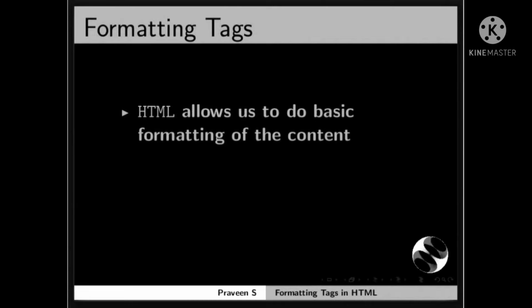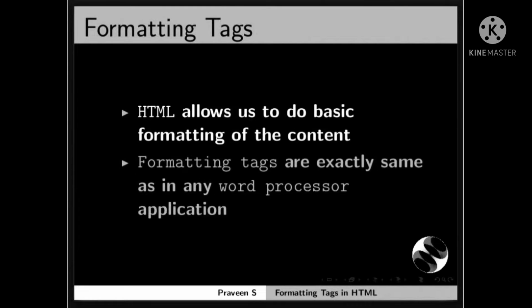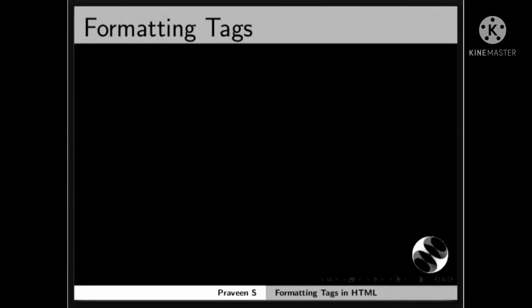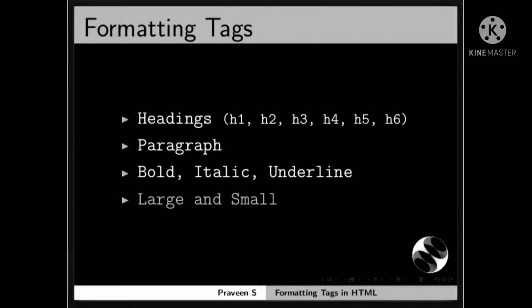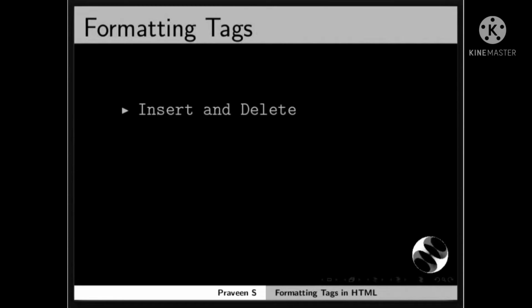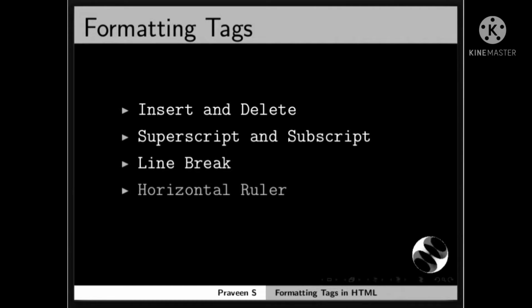HTML allows us to do basic formatting of the content. Formatting tags are exactly like the ones that are there in any word processor application. Some of the formatting tags are headings, paragraph, bold, italic, underline, large and small, insert and delete, superscript and subscript, line break, horizontal ruler, and anchor. We will learn them one by one.